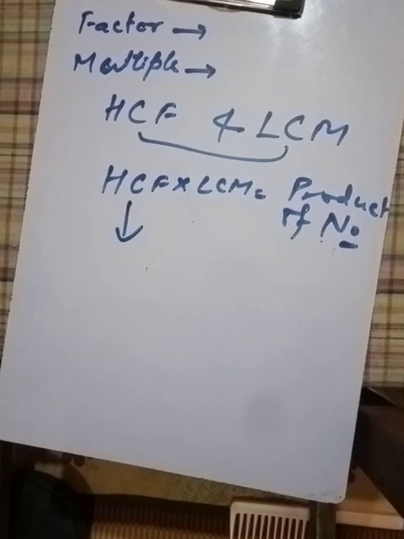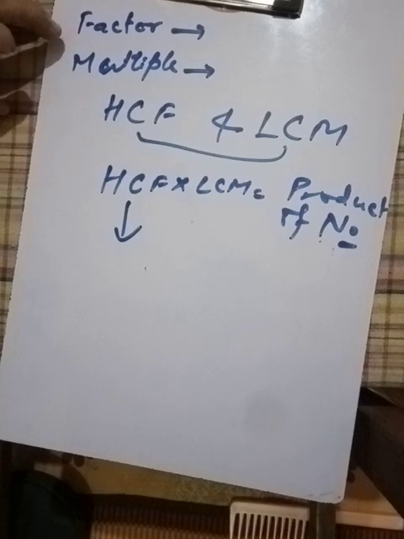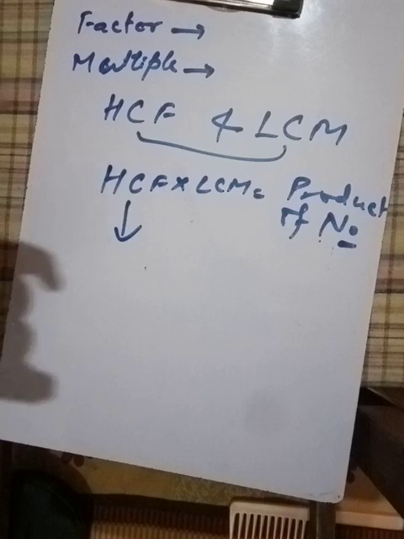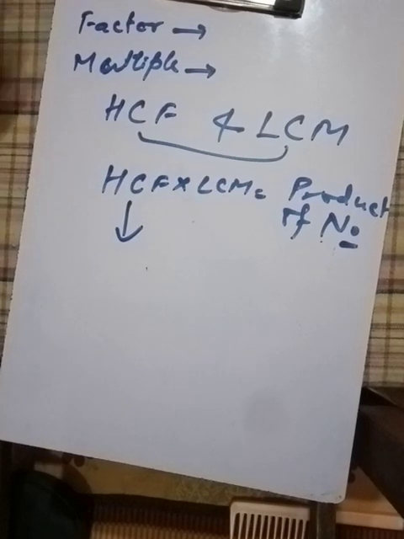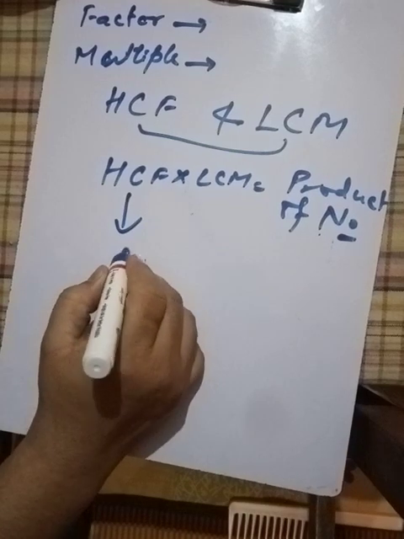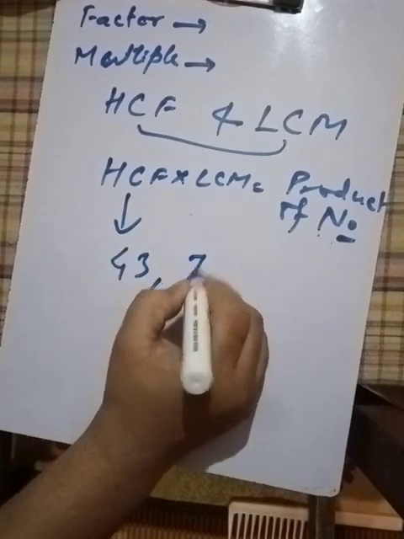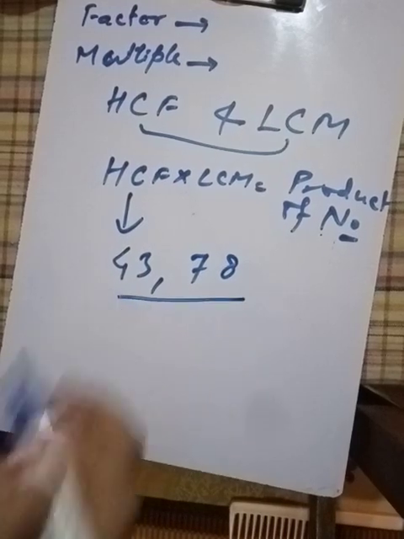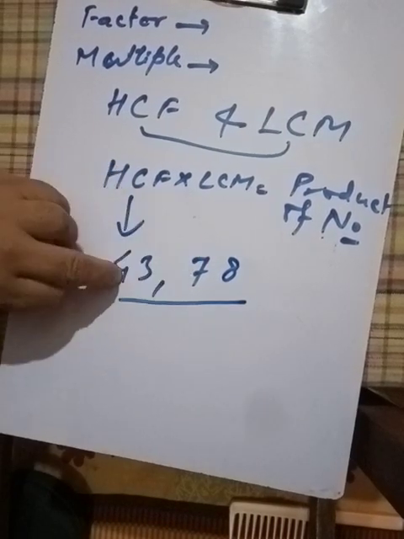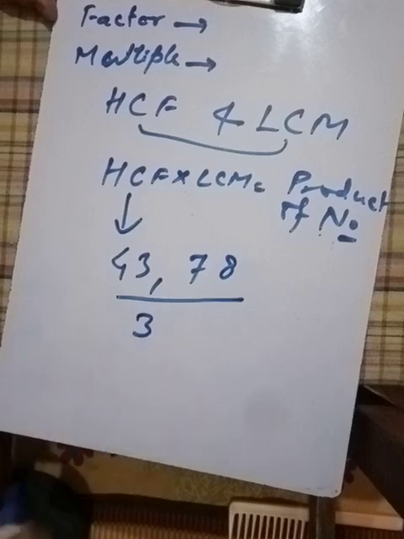Another LCM and HCF topic you have read. Suppose you have to find a number that divides all the given numbers with a particular remainder. In that situation, what we have done, I have told, suppose a question: 43 is there and 78 is there, and it is told to find a number by which we divide these two numbers and get remainder 3.